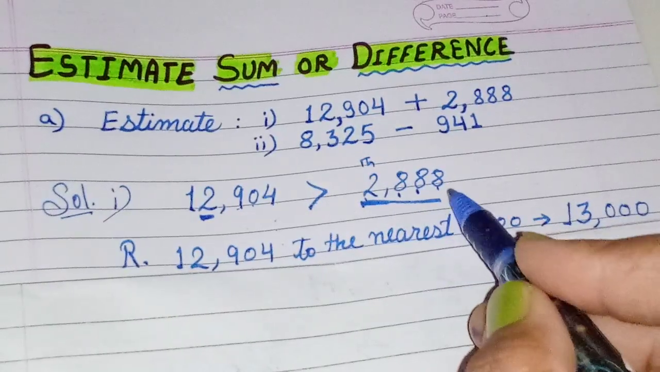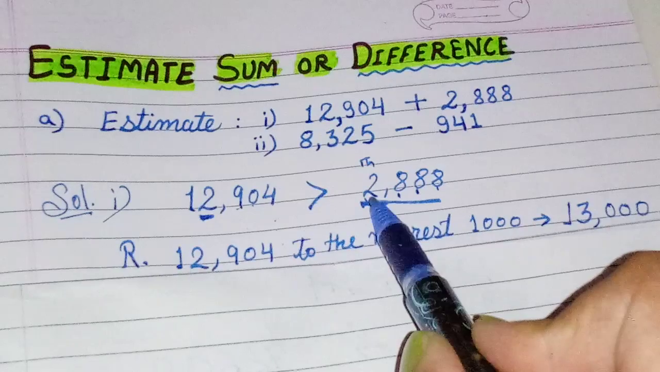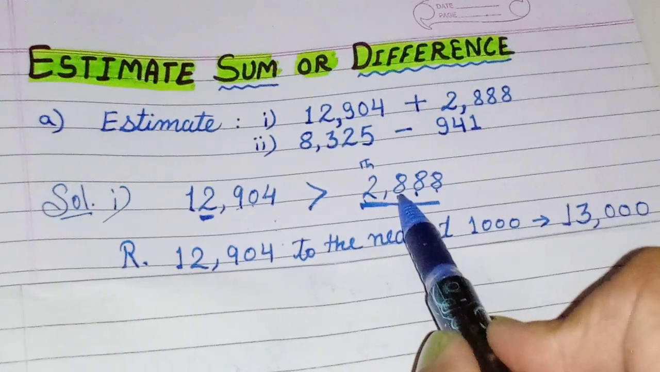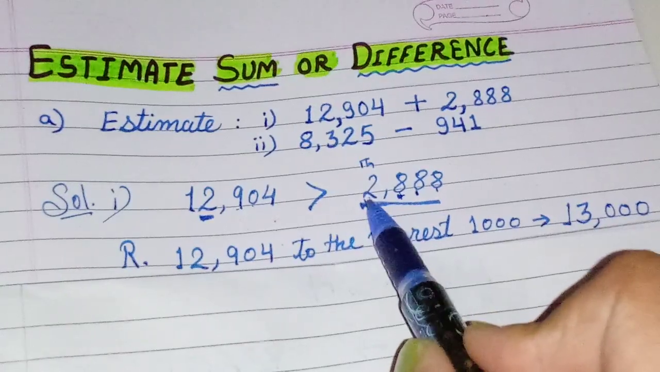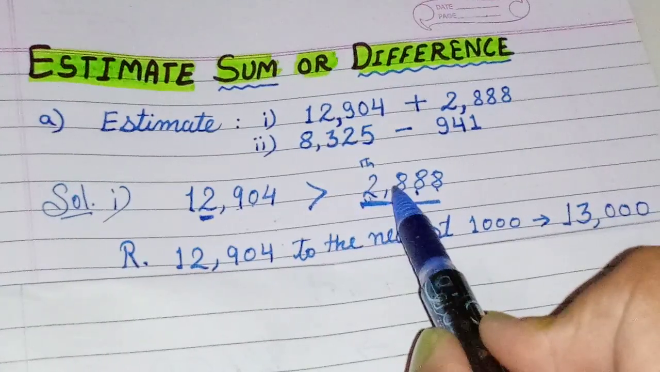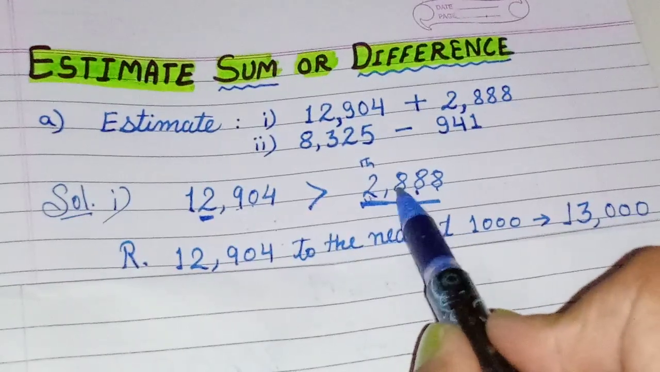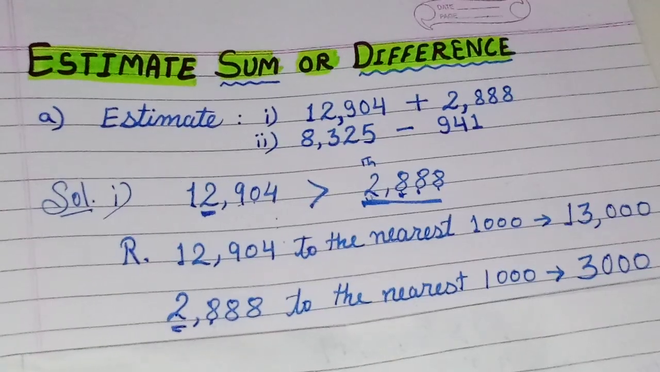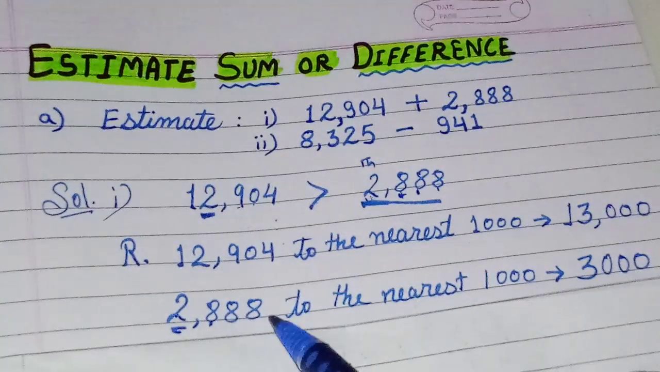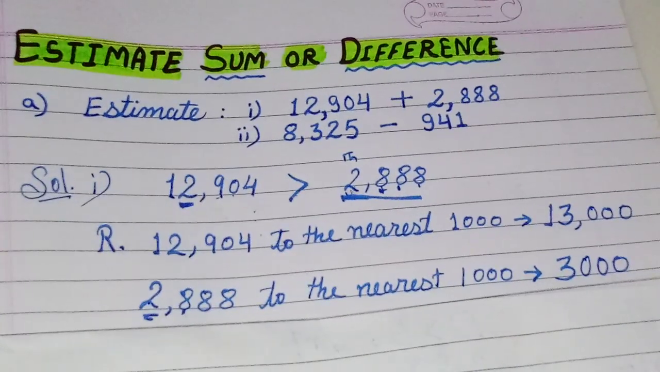And when we round off 2,888 to the nearest thousand, as we can see, at thousands place we have 2, next to it is 8, again greater than 5. So we need to add 1 to this. So 2 plus 1 will become 3, and after this all the digits will become 0. So 3,000. So when we round off 2,888 to the nearest thousand, we will get 3,000 here.